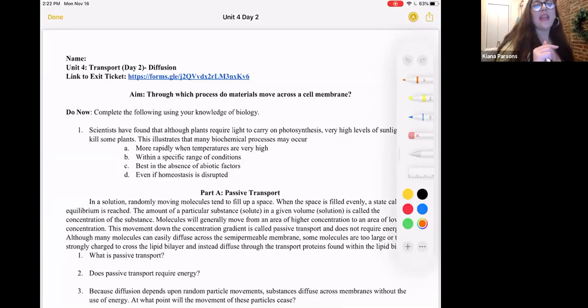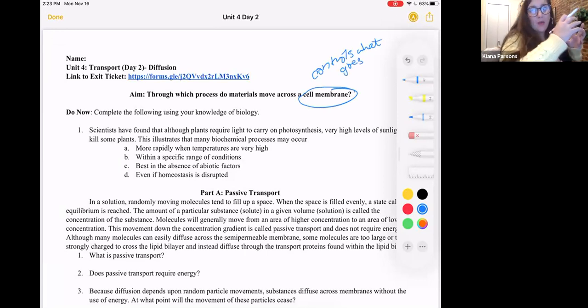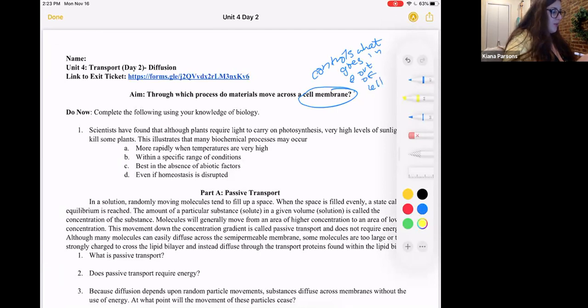All right, so our aim, through which process do materials move across a cell membrane? And we remember from day one, right, the function of the cell membrane is it controls what goes in and out of the cell. And we're talking about here diffusion. Right, and we've heard of this process of diffusion before, but it's very important to our bodies.